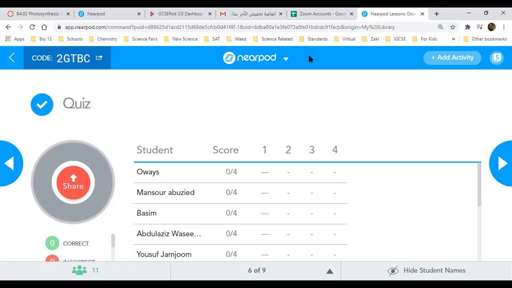Question number 3 would be, at the end of the photosynthesis, the organism stores chemical energy by making what? By making sugar, or water, or carbon dioxide. How do they store the energy? And the last question is, what can affect the rate of photosynthesis? Is it temperature, intensity of light, or amount of carbon dioxide?